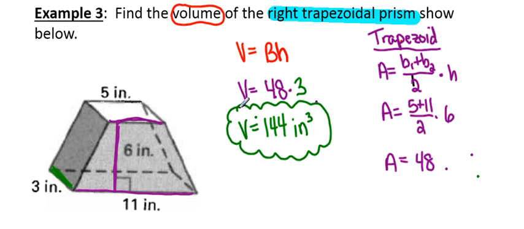But again, very important that you know how to find the area of that trapezoidal base, and then just multiply that times the height in order to find the volume of that prism.